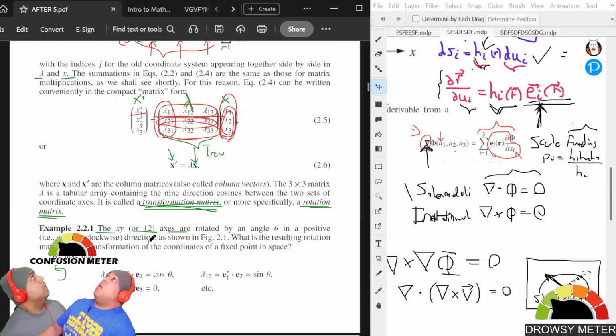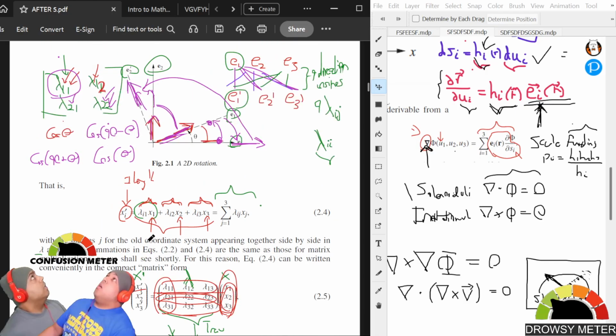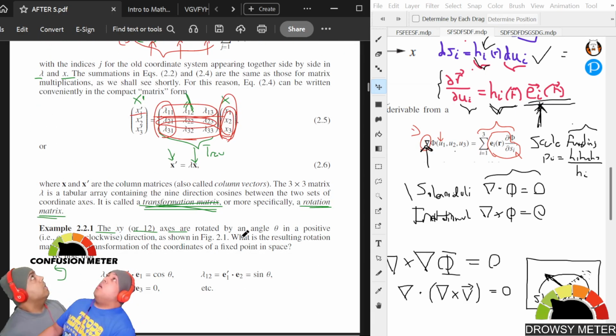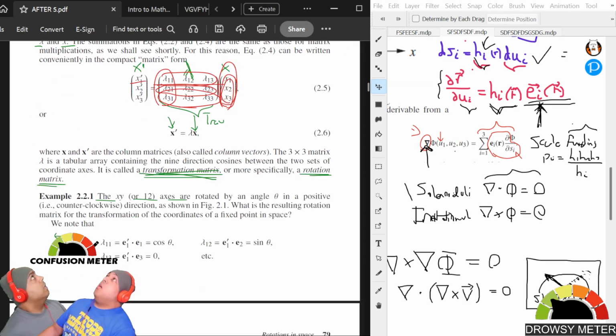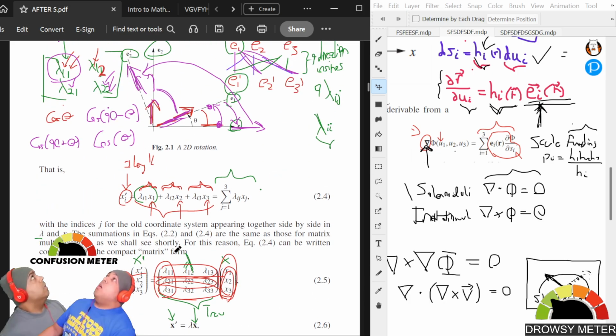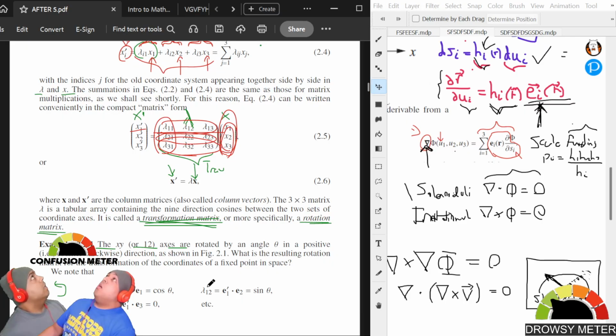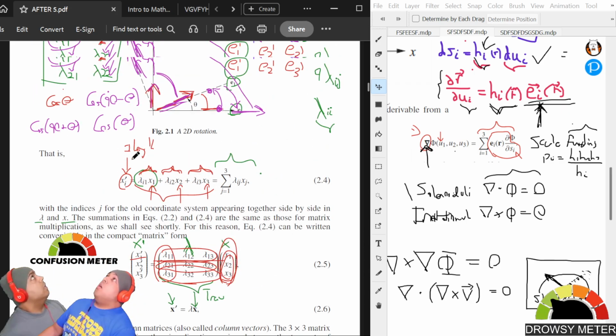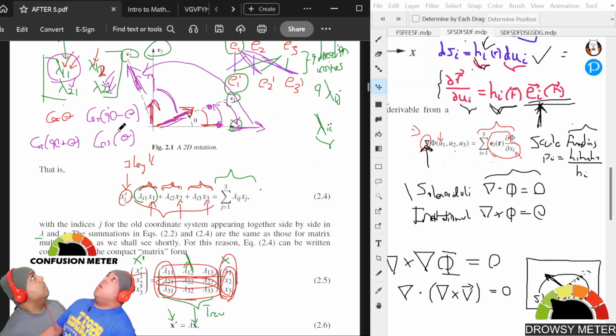Okay. We know that the angle between new one and old one gives cos theta. The angle between new one and old two gives sine theta. I think that's an identity. Cos 90 minus theta is sine theta.